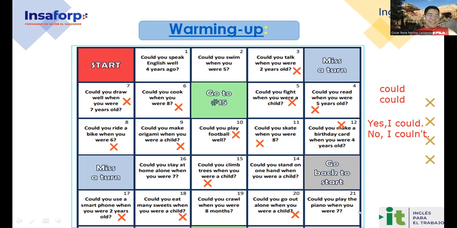I think that I got my first cell phone when I was like 10, around. No, no, 14 or something like that. 10 is too much. Pick a question, René. 21. Would you play the piano when you were 7 years old? No, I couldn't. And now? No, I can't.